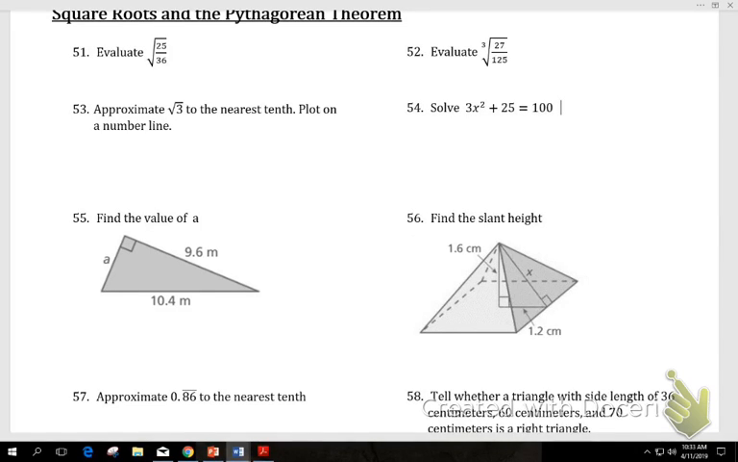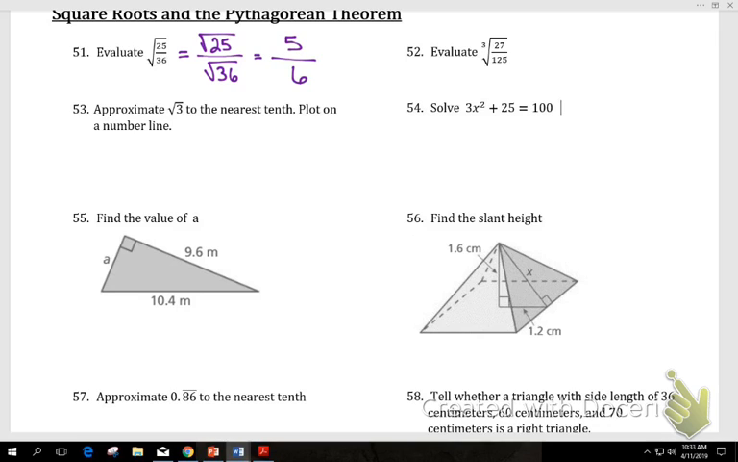So today is the last day of our review for our end of course exam, all right? So to evaluate the square root of 25 over 36, I must take the square root of the numerator and denominator. What's the square root of 25? What's the square root of 36? And I just write it into a fraction.